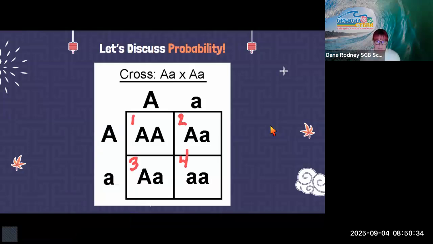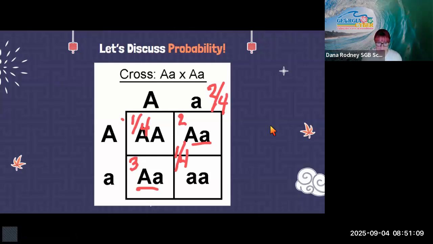When we're talking about probability, it's just what is the chance that there will be at least one box or 2 boxes that have the same thing. In this case, we have a 1 out of 4 chance, because 1 box out of 4 is capital A, capital A. We have a 1 out of 4 chance to get lowercase a, lowercase a. And because 2 boxes here have capital A, lowercase a, we have a 2 out of 4 chance to get capital A, lowercase a.